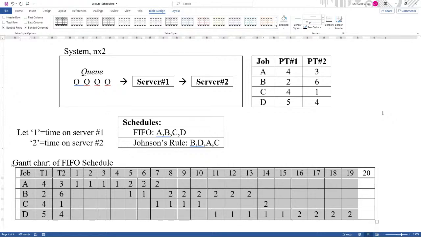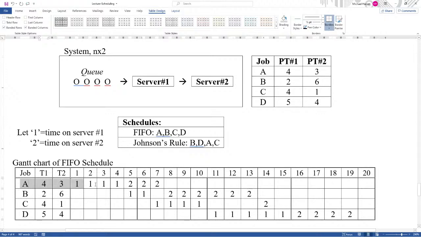Total processing time, 19 days. Make span, 19 days. So we can see that from the Gantt chart. Notice what I've identified. We can tell what the flow is of each job. We can tell the queue time in each job in front of the first server, second server. We can tell the processing time of each job by adding these up.